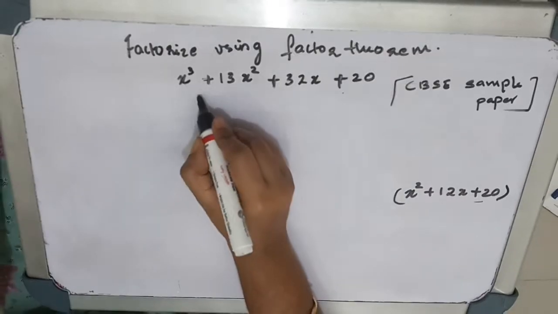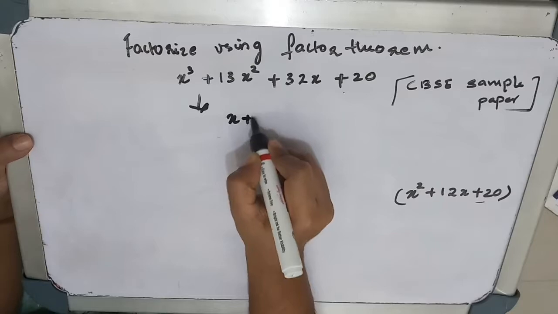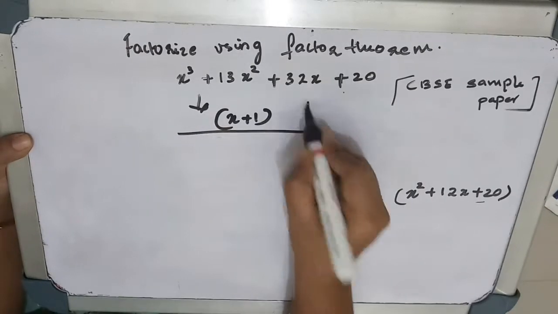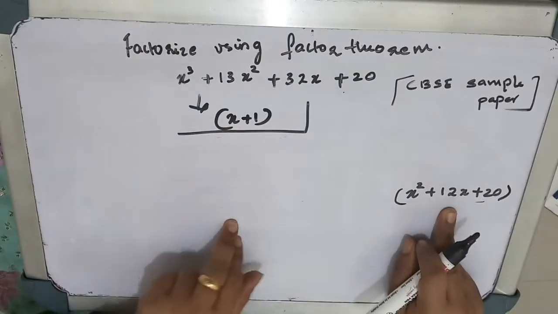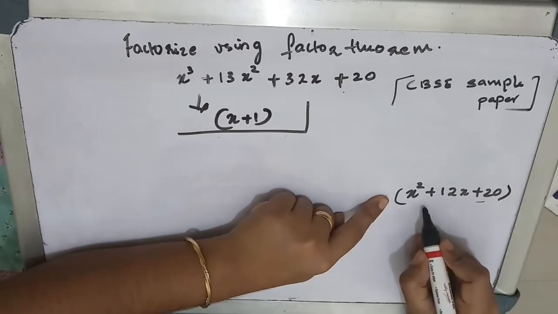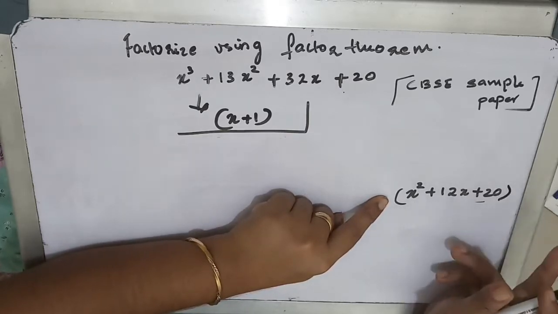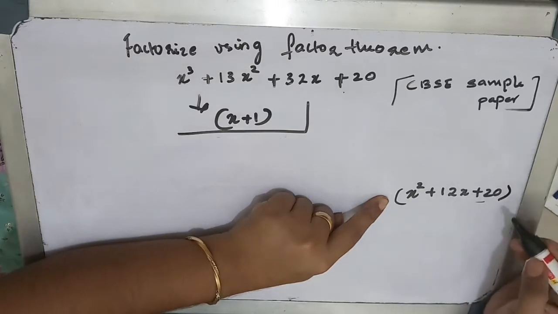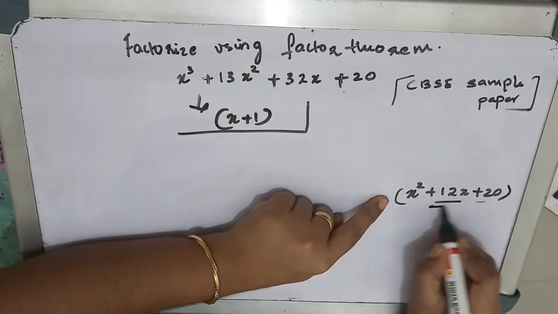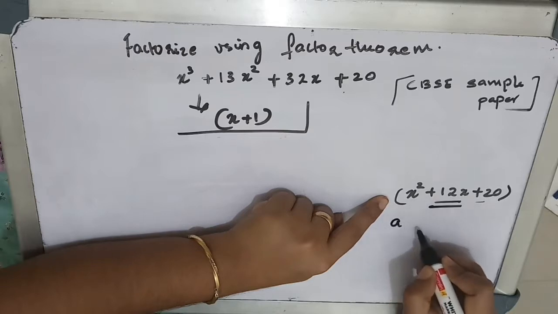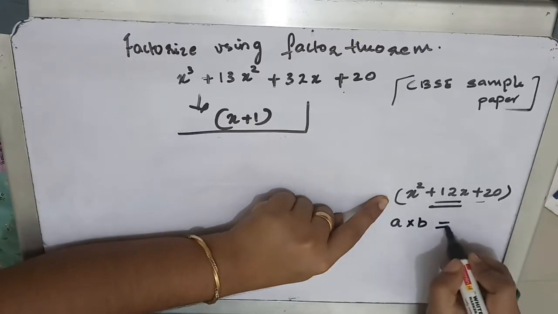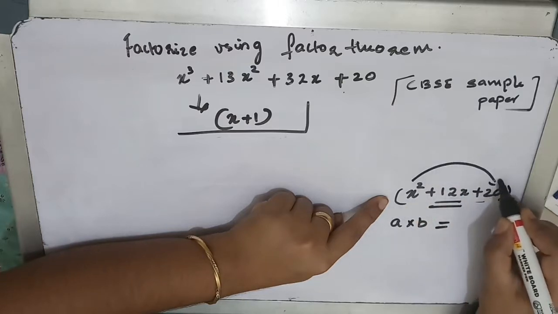So we have already obtained one factor, that is x plus 1. Let us note it here. Now let us obtain the remaining factors by the splitting the middle term method. So how do we find the factors of a quadratic polynomial? By splitting the middle term. We have to split this middle term into 2 parts, say a and b, such that the product of the 2 parts should be equal to the product of these 2.